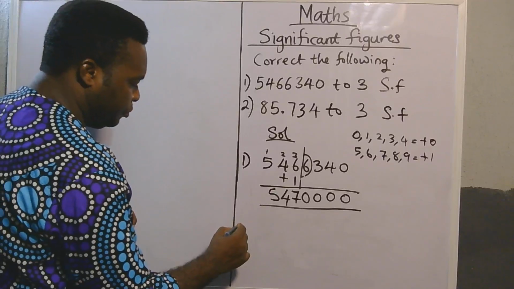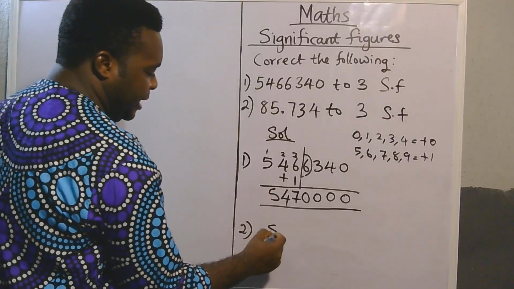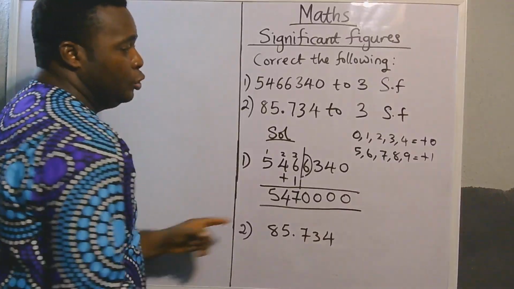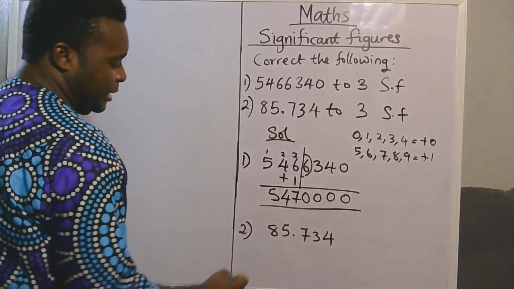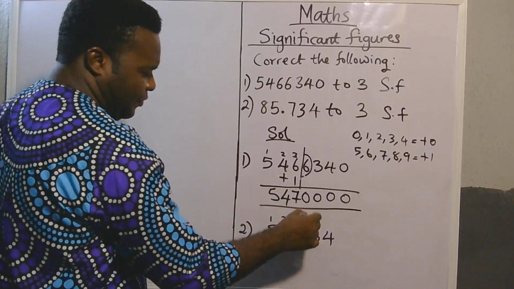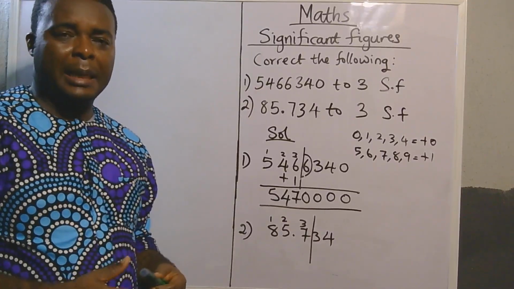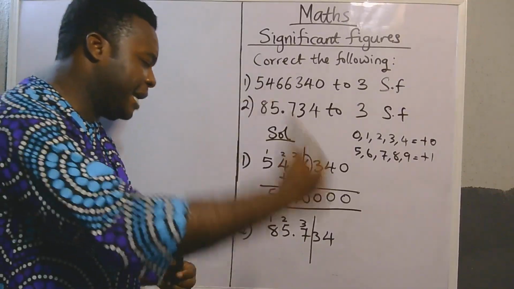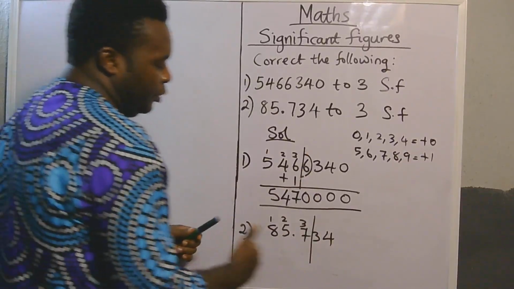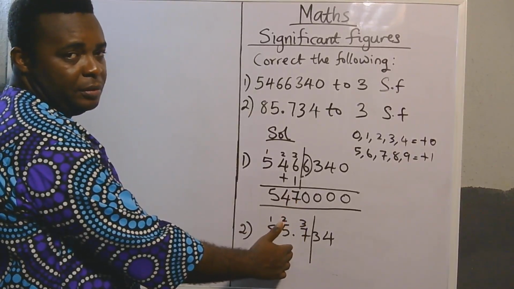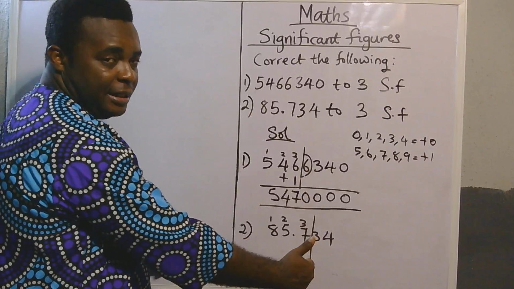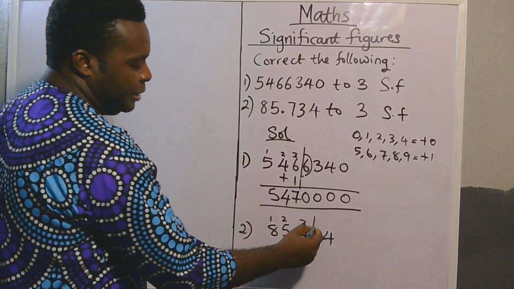For number 2, the number we are given is 85.734 to three significant figures. So we start 1, 2, 3. Strike your line. Remember, the line is drawn after the value you are considering. Don't draw the line in front of the 7. The value where you have to stop is 7. So you draw your line after the 7. Is that clear?